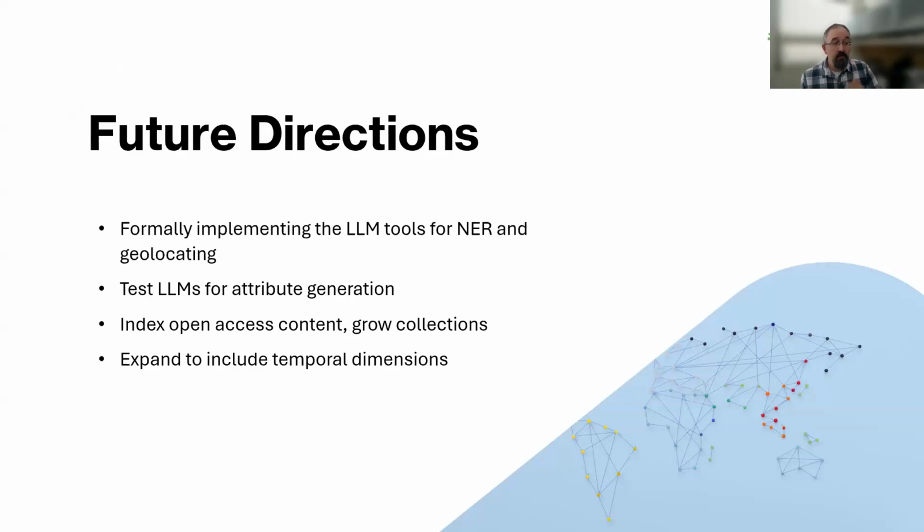We're going to go ahead and implement those LLM tools for geolocation. We're going to start testing and exploring what we can do with attribute generation, but the potential with AI tools is pretty significant for generating this in an efficient and fast way. We're going to index more content because it gets better as we have more stuff in it. And then we'll probably expand to other kinds of things as well, including temporal dimensions.